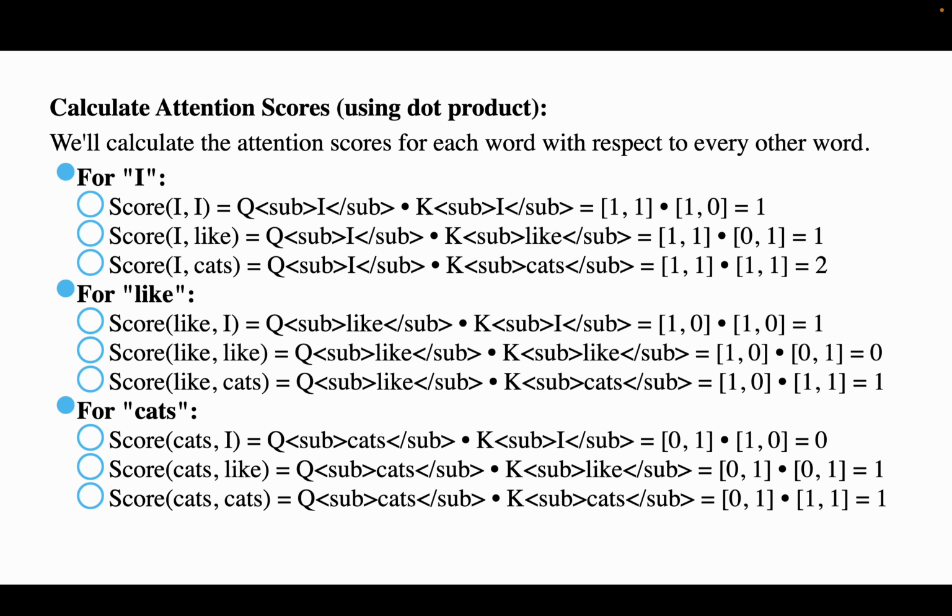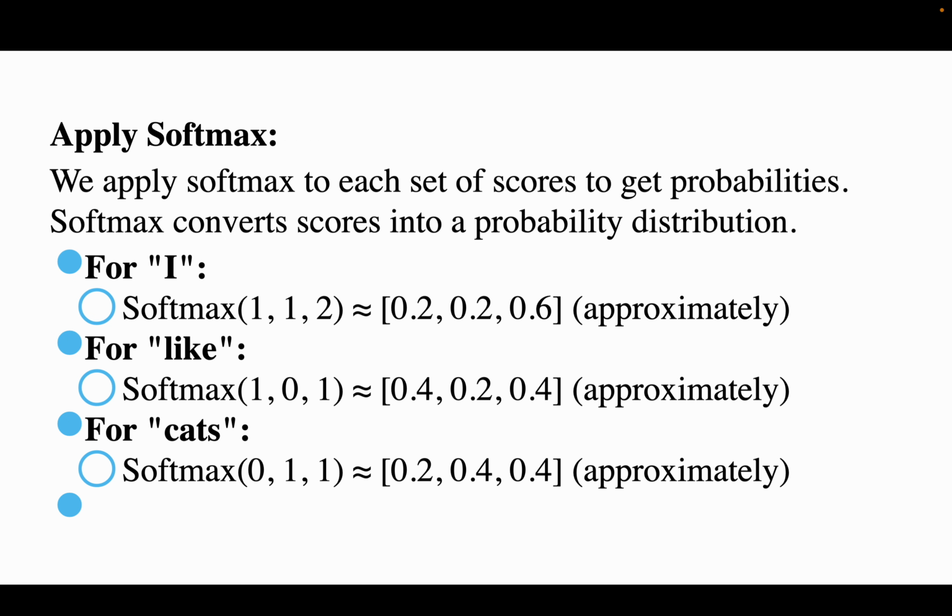Similarly we go for the cats one. So for the calculation of score of cat with respect to I, we have query of cat and then key of I, then score cat like, query of cat and key of like, and then query of cats with key of cats. So here in the final conclusion you can see 112, 101 and 011. So we are able to create the attention scores.